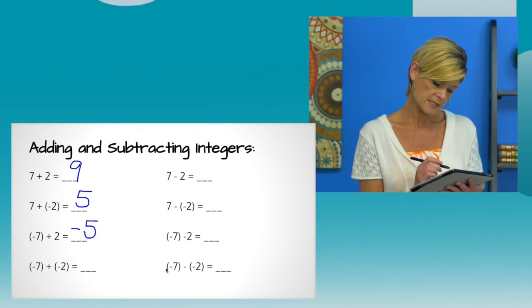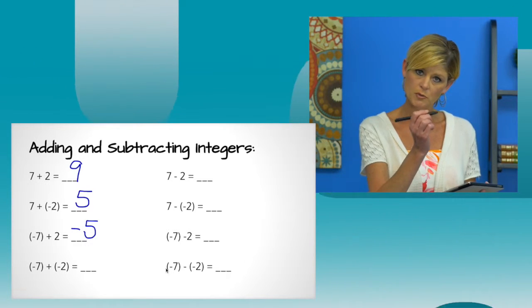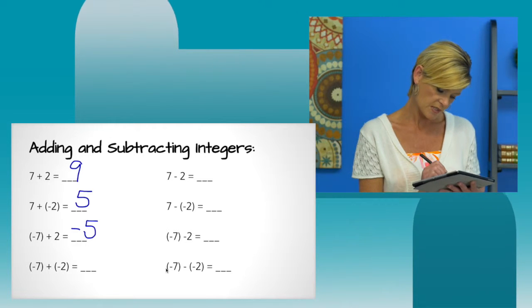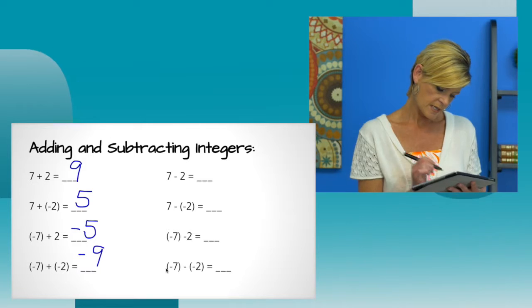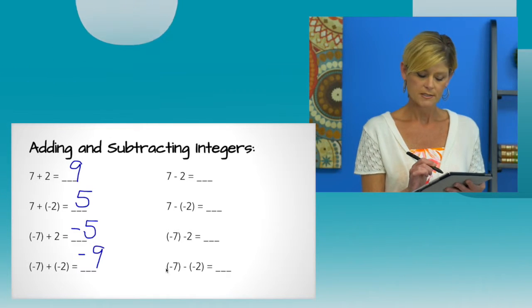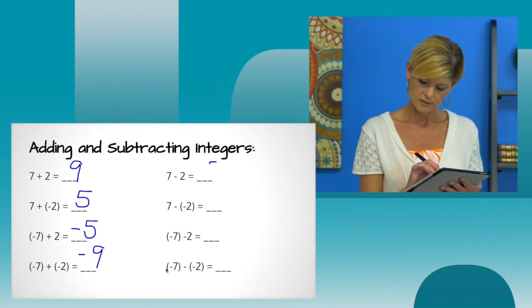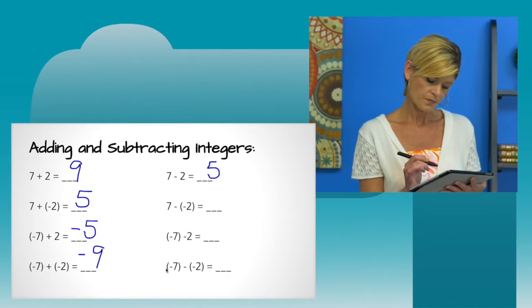Negative 7 plus negative 2. Again, think of that number line. You're going to be moving farther back. So you've got negative 7 plus negative 2 is going to give us negative 9. 7 minus 2, not very hard at all. 7 minus 2 is going to be 5.